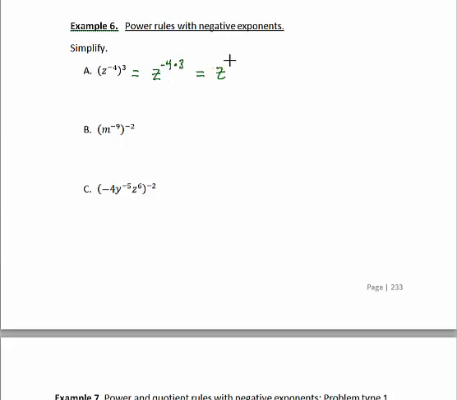Negative 4 times a 3 is a negative 12. And then from the previous pages, we learned that if we want a variable to have a positive exponent, then we just move it to the other side of the fraction. And so we end up with a 1 over z to the 12th.